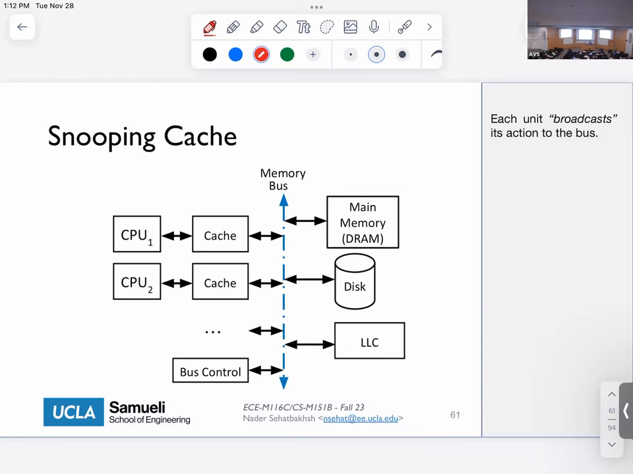I have my private caches here. These are my cores, and this is my private cache. This is my shared cache. And all of them are connected to this bus, okay?